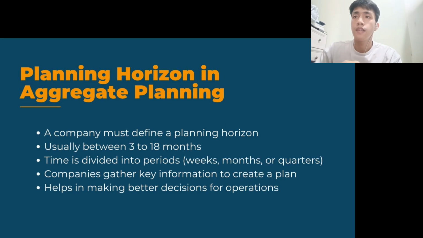Next is planning horizon in aggregate planning. Bago makagawa ng aggregate plan, kailangan i-define ng company yung tinatawag na planning horizon, o ito yung time period kung saan nila gagawin yung plan. Usually around 3 to 8 months yung time frame. Hinahati din nila yung time na ito into smaller periods tulad ng per week, month, or quarter para mas madaling i-track at i-manage yung production at yung demand. After that, nag-collect sila ng important information like demand forecast, available workers, materials, and production capacity. Ito yung magiging base nila sa paggawa ng plan.